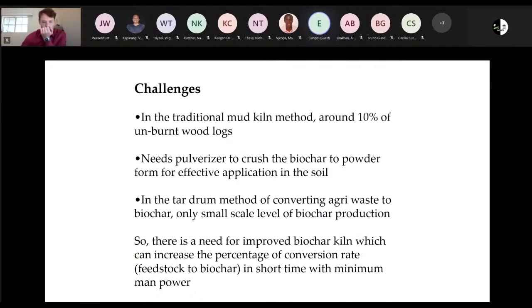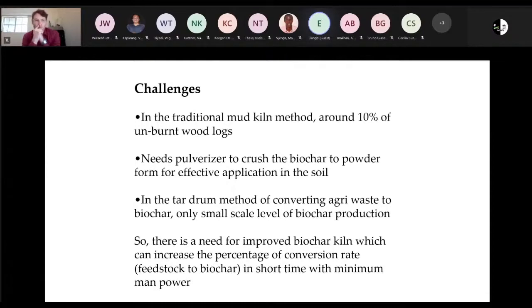The challenges of the traditional mud kiln method. Here I want to talk about the feedstock Prosopis juliflora, which is abundantly available in the south of Tamil Nadu and some other parts of India, and also in selected countries in Africa. So in the traditional mud kiln method, around 10% of unburnt woodlots will be there by the end of the process. The second one, the charcoal produced from Prosopis juliflora is hard, so it needs a pulverizer to crush the biochar to powder form for effective application in the soil.